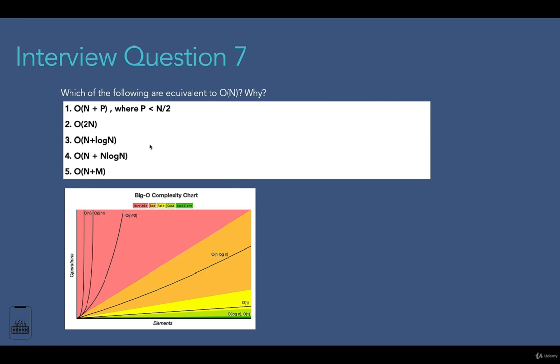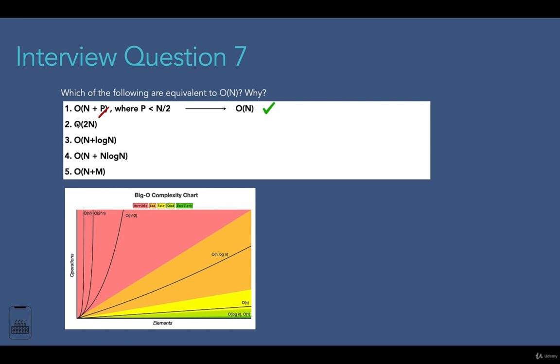So let's go through them one by one. The first one is O(n + p), where p is less than n divided by 2. So this means that n is greater than p. This shows that n is the dominant term over here and p is the non-dominant term. So we can exclude p from here and write it as O(n) time complexity. So the first one is equivalent to O(n) time complexity in this case.